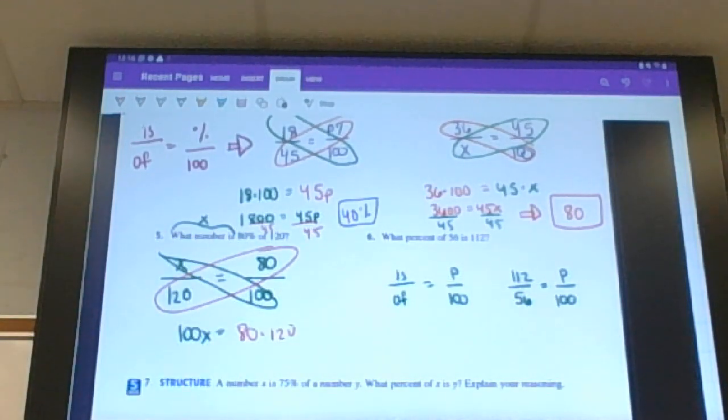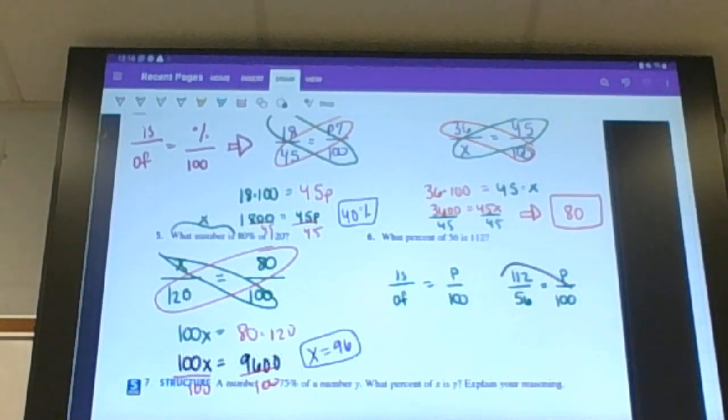Tristan, what's 80 times 120? Take 100 away. And x equals 96. 96 is 80% of 120. How'd you do? Did you get number 5 right? You got 96?